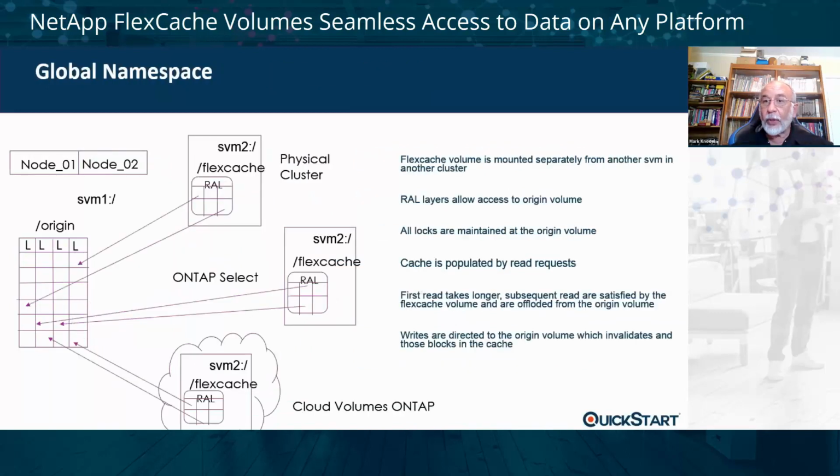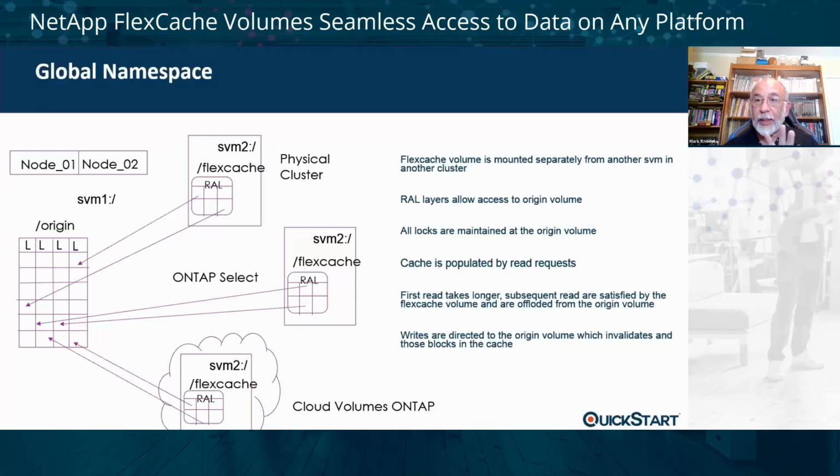I could have multiple caches. So imagine you have some sort of software development environment, and you have different teams of developers in different parts of the world. They're all working on the same code. And so I could have a physical cluster in some location. I could have ONTAP Select running in a hypervisor at some particular location. I could be running Cloud Volumes ONTAP at a location. And all of these are pointed back to the same origin.